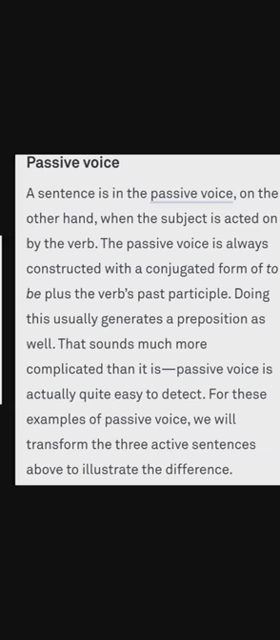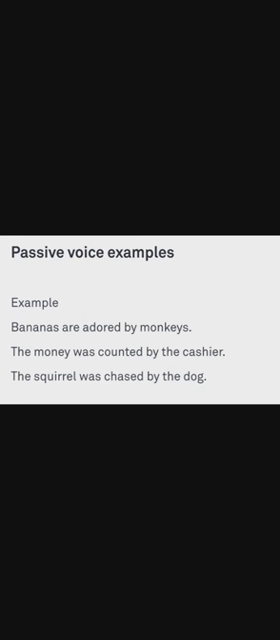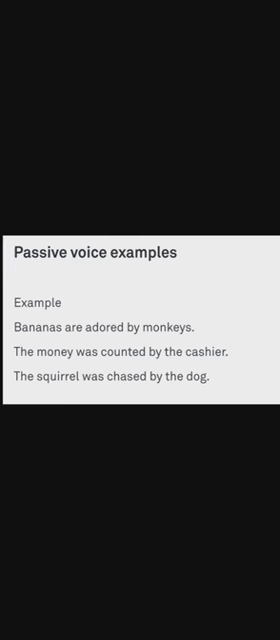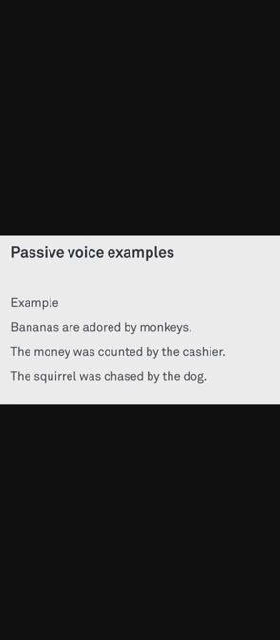See, bananas are adored by monkeys. The previous example: monkeys adore bananas. So, bananas are adored by monkeys. See, for the verb, we use the past participle form of the verb. Again, the money was counted by the cashier. Same example. Here, counting of money is important. In the first sentence, adoring of bananas is important. The squirrel was chased by the dog. Here, the chase is important, not the dog, the cashier, or the monkeys. So, these are the examples of passive voice.